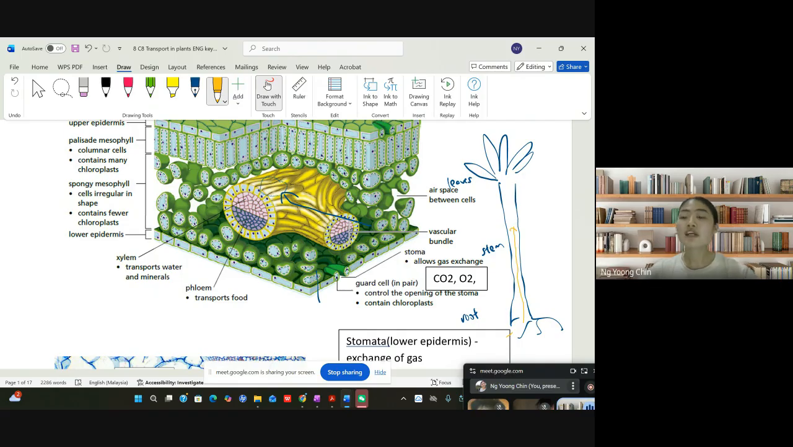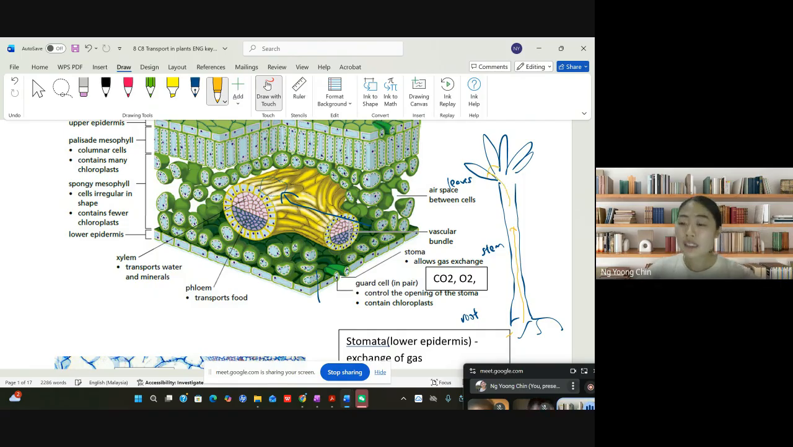So xylem vessels are found in the root part, stem part, and also leaf parts. So don't forget, your leaf part, stem part, and roots have both xylem vessel and phloem vessel, just in different positions and orientations. So that's why the water will get into the xylem vessel on the root part, and then move upwards, transported to the xylem vessel on the stem, and then finally they reach a leaf.